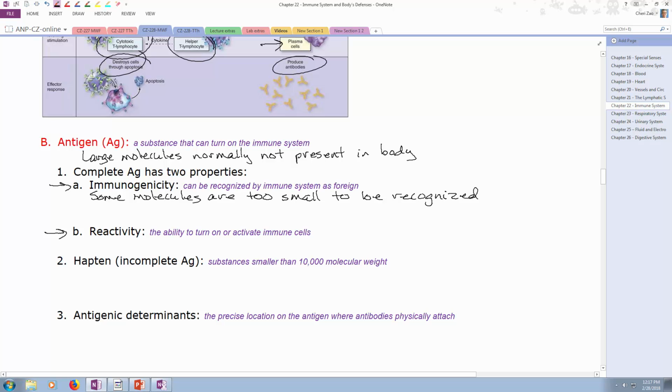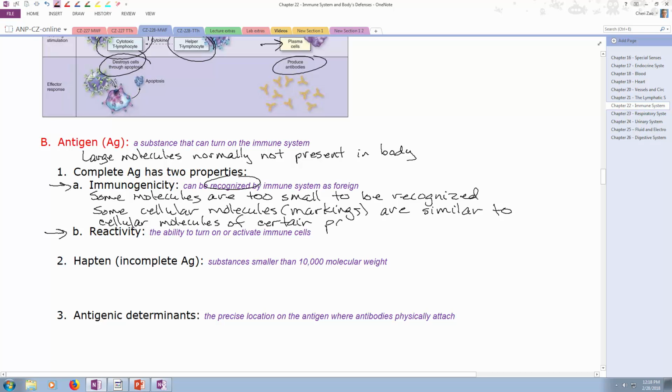So, above it said large molecules. So we're saying that these molecules are actually too small for the immune system to recognize. So immunogenicity is a recognition process. So keep that in mind: recognize or interact. The other thing too is some of our cellular molecules, I'll say markings, are actually similar to cellular molecules of antigens. Let's say pathogens and then antigens.